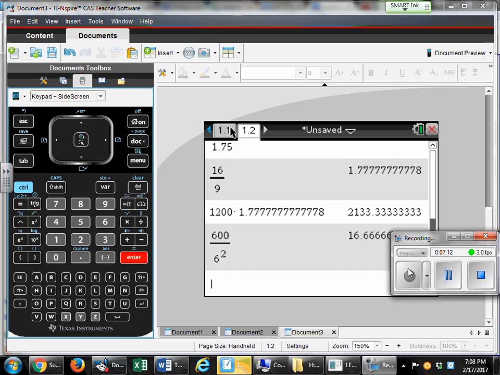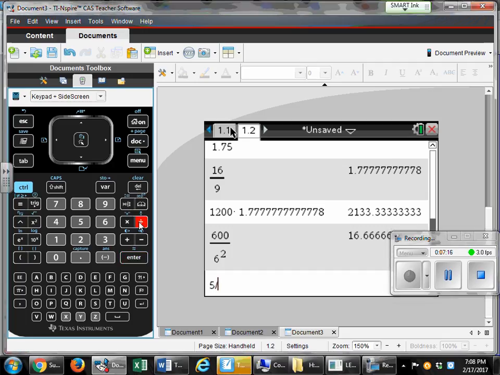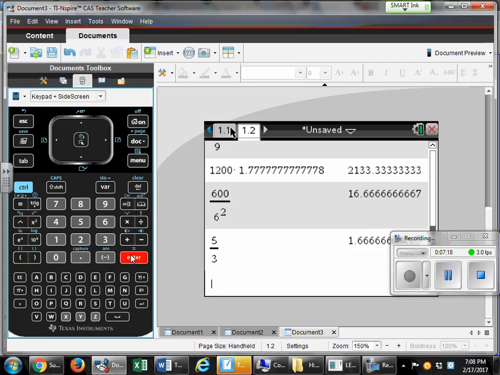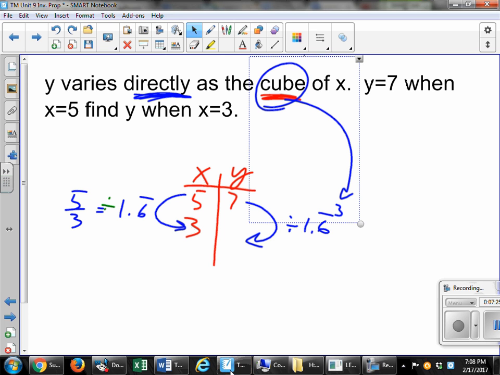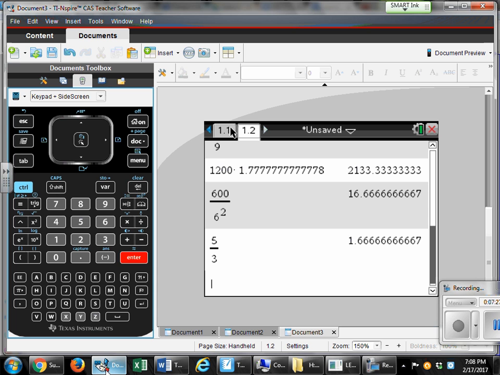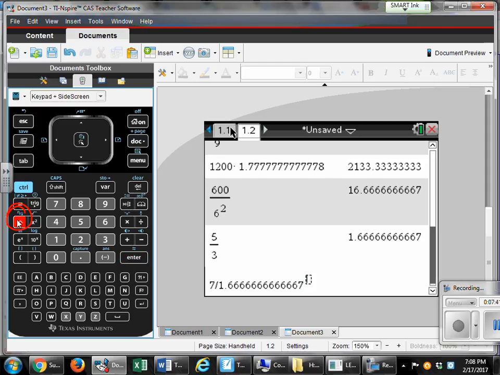So you're going to take your 5 divided by 3. That was where our 1.6 came from. And then we were going to take that second number. What was that second number? Which was a 7. And you're going to take 7 divided by, and then go up and capture that, 1.6. And over here is the exponent button, right here on the left, 1.6 to the third power.